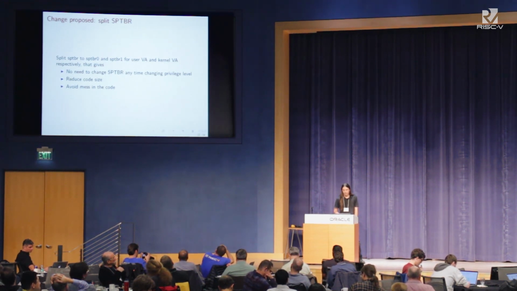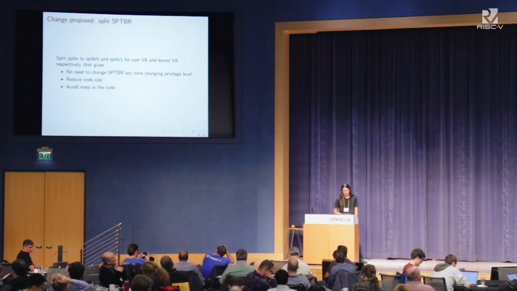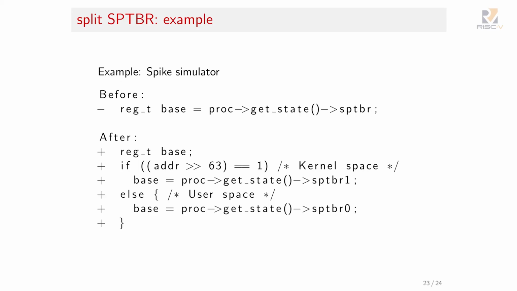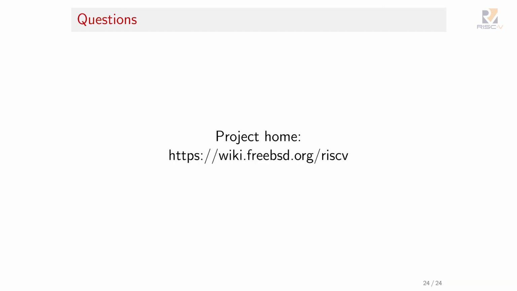We already committed that in our branch, and we use a split page table base register. In the case of a split page table base register, the MMU walker just looks at the topmost bits of the virtual address, and if it is a kernel address, it uses supervisor page table base register 1, and in the case of user space, the other page table base register. Thanks. Here's information about the project.